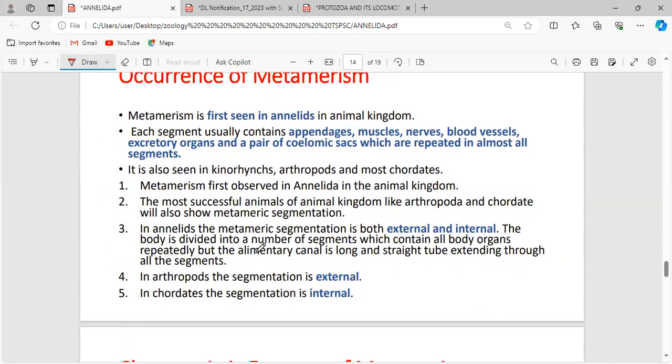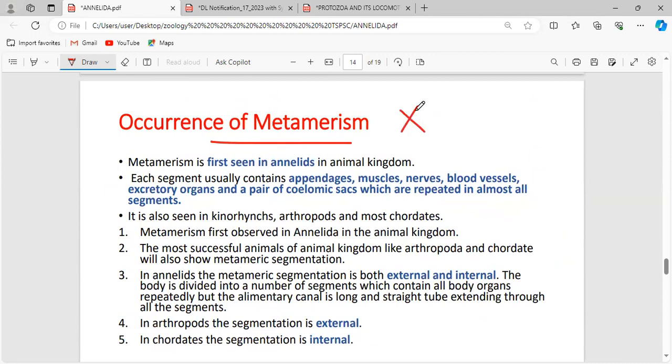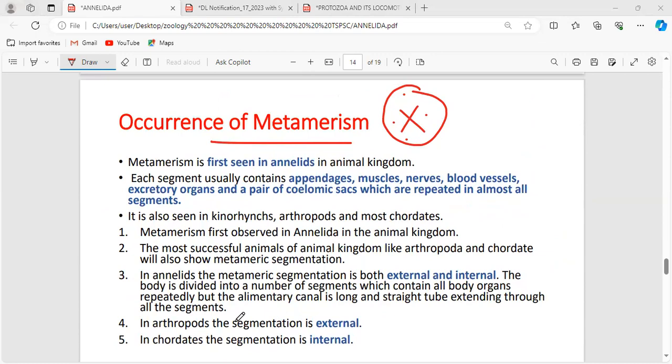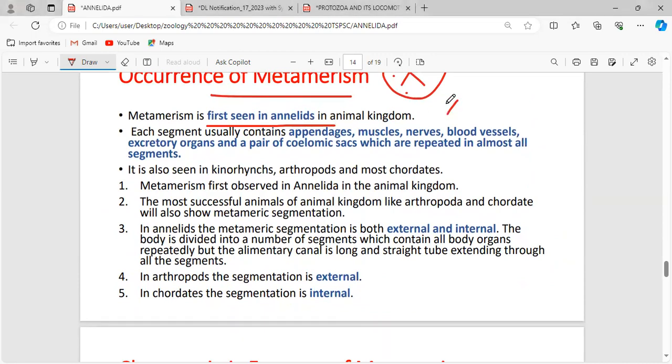Clear? Now, occurrence of metamerism, the most important topic. Okay, listen carefully. We are going to finish this phylum Annelids in today's class itself. In case you have any doubts, just tell me. Metamerism is first seen in Annelids. The first line will be your question. First seen in Annelids, and each segment usually contains appendages, muscles, nerves, blood vessels, excretory organs, and a pair of coelomic sacs, which are repeated in almost all the segments.